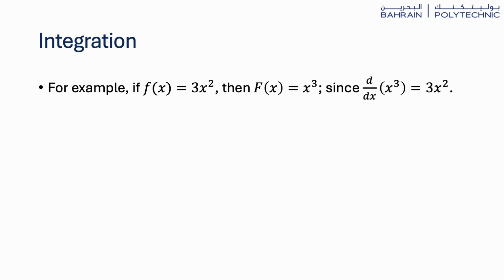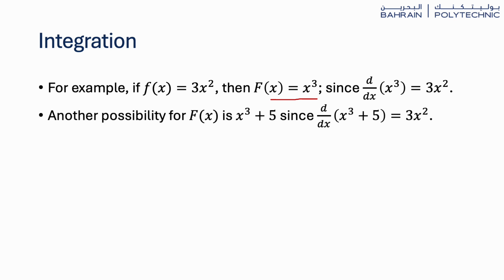Giving an example, we know that if we differentiate x to the power 3, we will get 3x squared as the first derivative, which means that the integration of 3x squared will give us x cubed. But we have to recall that it could be not only this one, it could be also F(x) equal x to the power 3 plus 5 or any other constant, because the differentiation of any constant will be just 0.